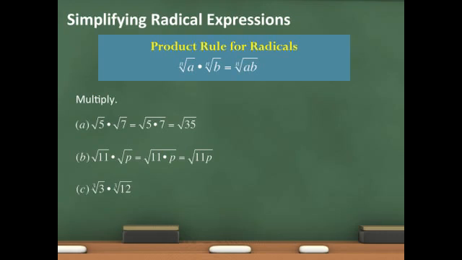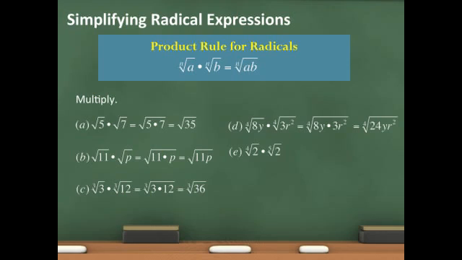In part C, we are given the cube root of 3 times the cube root of 12. Again, we can rewrite this problem as the cube root of 3 times 12, which will equal the cube root of 36. In part D, we are given the fourth root of 8y times the fourth root of 3r squared. Again, we can rewrite this problem as the fourth root of 8y times 3r squared, which will equal the fourth root of 24y r squared.